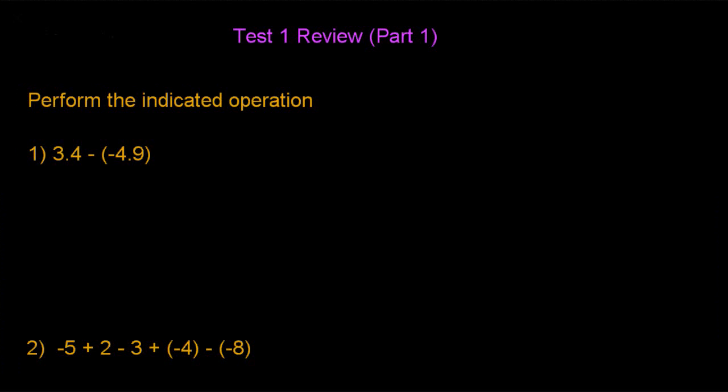Welcome. We would like to begin a review of problems that could appear on a first test in introductory algebra. The first was to perform the indicated operation, and you see we have 3.4 subtract a negative 4.9. This is a subtraction problem, so we just rewrite the first number, 3.4, and then add the opposite of the second number, which would make that a positive 4.9, and then just add those two together.